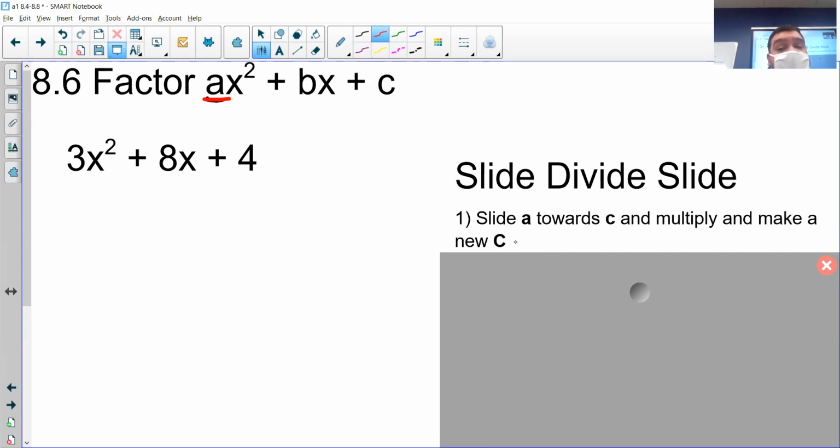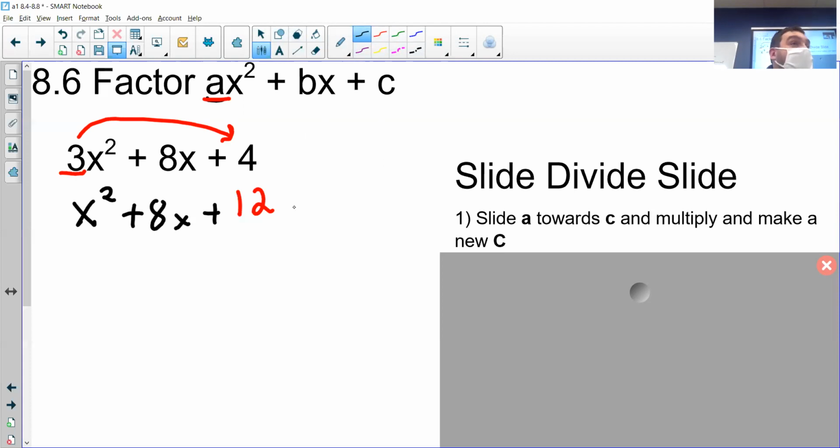So step one, slide A towards C and make a new, we'll call it capital C. So I'm going to take this A value and slide it over to the C value. And when you slide something over, you're going to multiply. So we're going to get 3 times 4, which is 12. So I'm going to rewrite this as x² because the 3 left, 8x, nothing happened to the 8 in the middle, and your new number is 12. This is going to be your capital C, all right? So the new number that occurred is that 12.